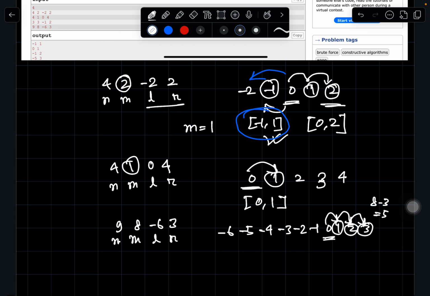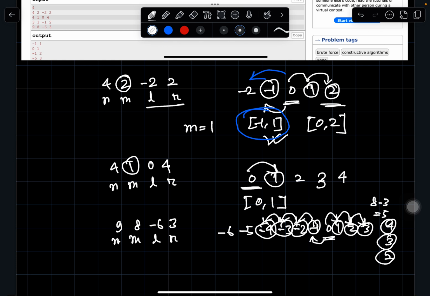So just infect the house number minus 1. So what will be the value of m? It will be 4. Then house number minus 2, and the value of m will be 3. House number minus 3, the value of m will be 2. And house number minus 4, the value of m will be 1. And also 1 day left actually. So I can also go 1 position left, house number minus 5. Then the value of m will be 0.